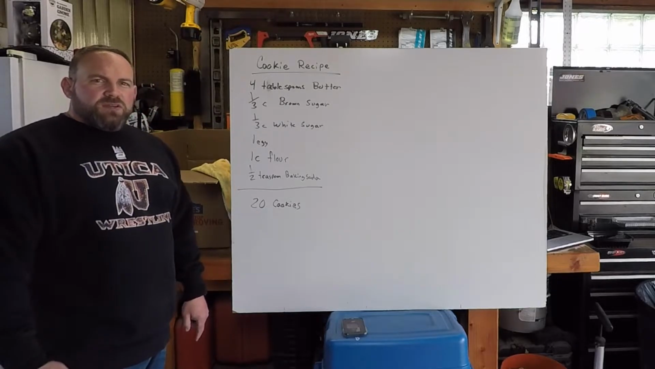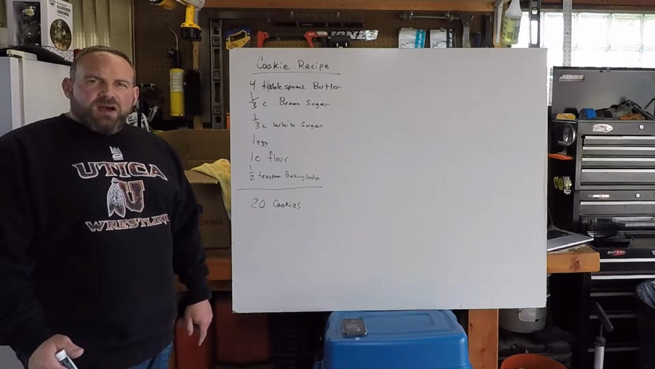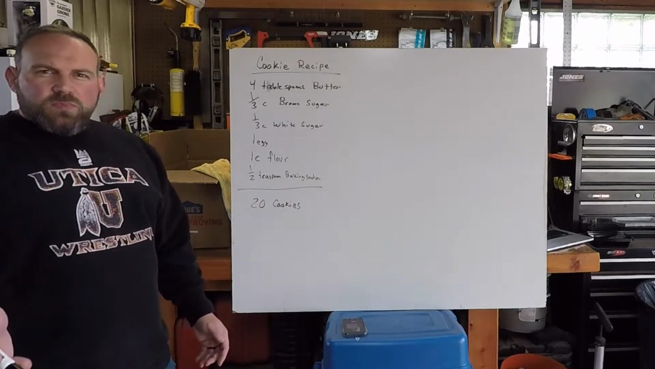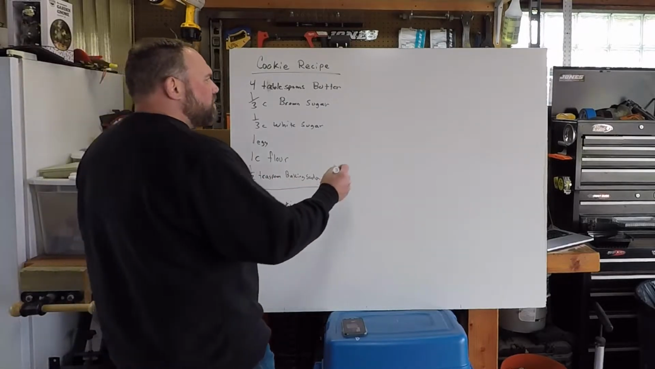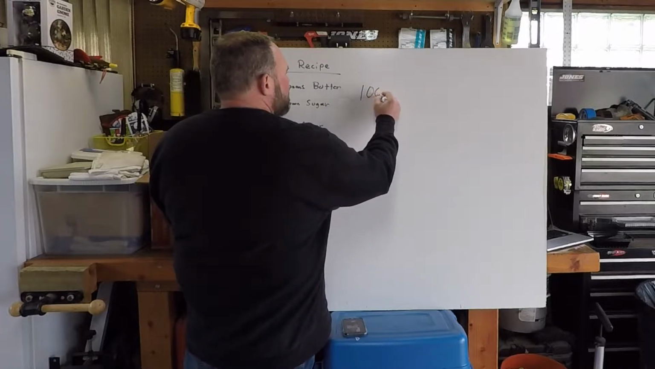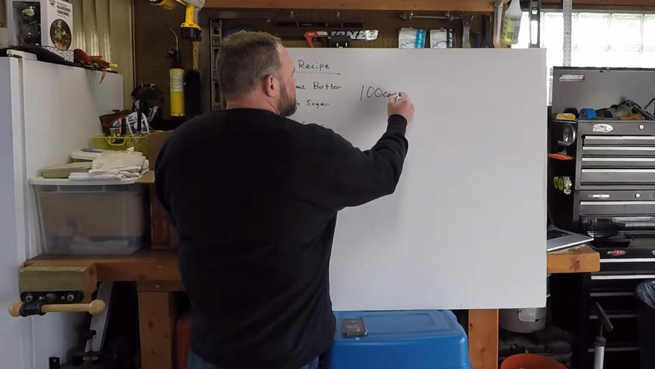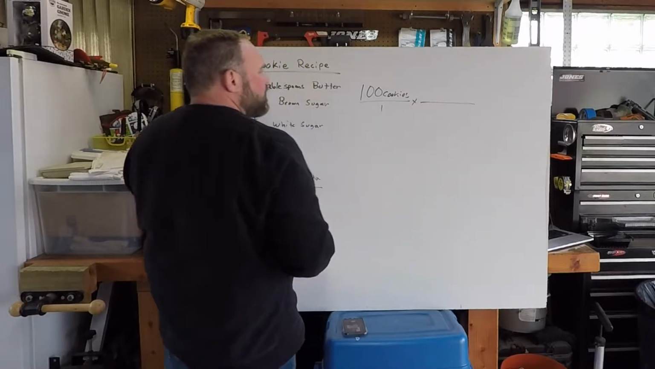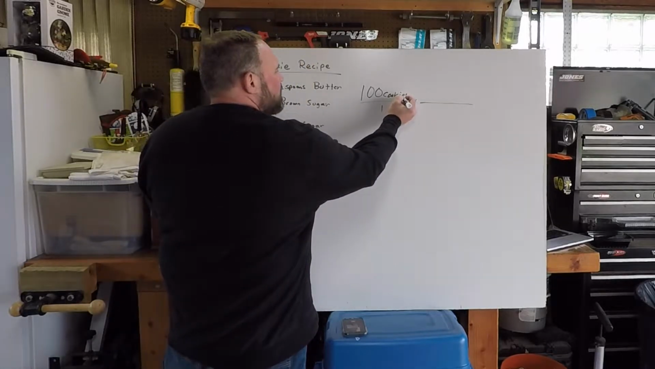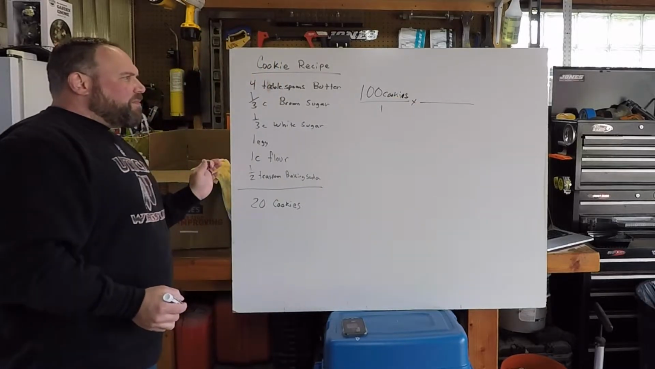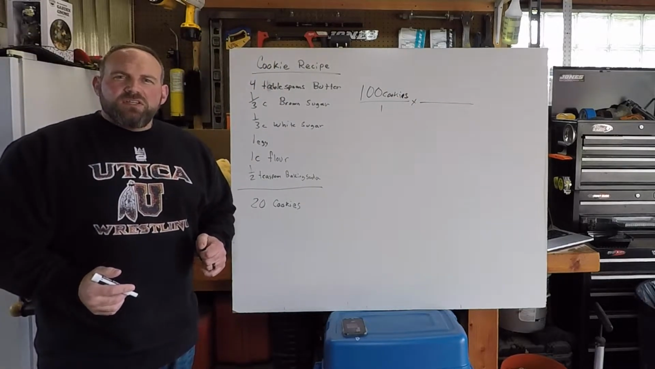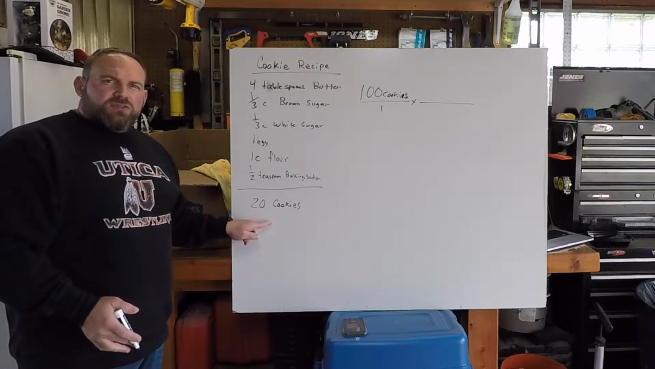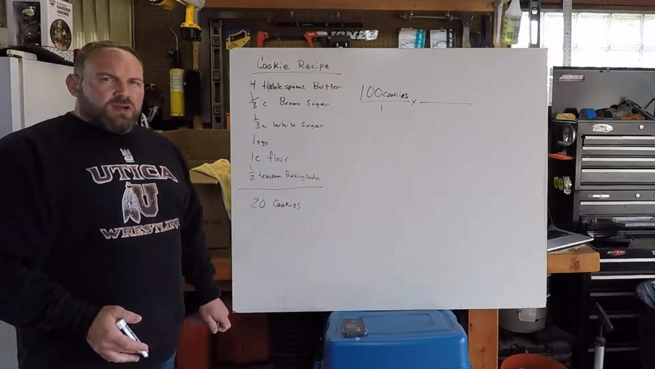So we can use these unit conversions to figure out how much of this stuff we need. Right? So we need 100 cookies. So if I start with 100 cookies, how many batches of cookies do I need to make? So one batch yields 20 cookies.